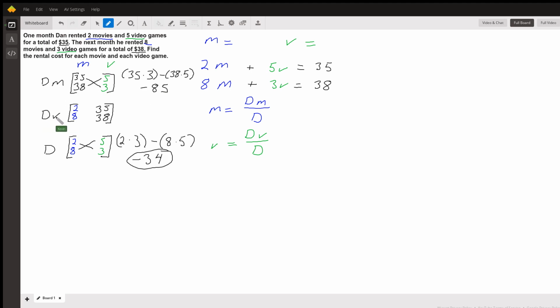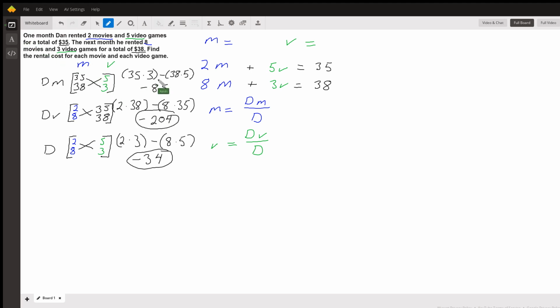So as before, we work our determinant of V. Now, just like we did here, the variable V is what we're looking for, so we're going to substitute in the V column our answers here, 35 and 38. So again, we're going to multiply these, 2 times 38. Then we're going to subtract the product of these, 8 times 35. And when we do that, we get an answer of negative 204.